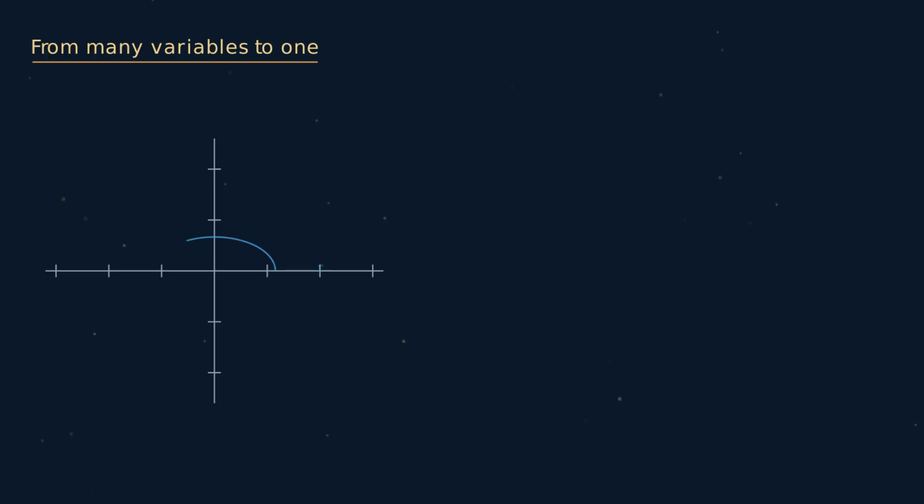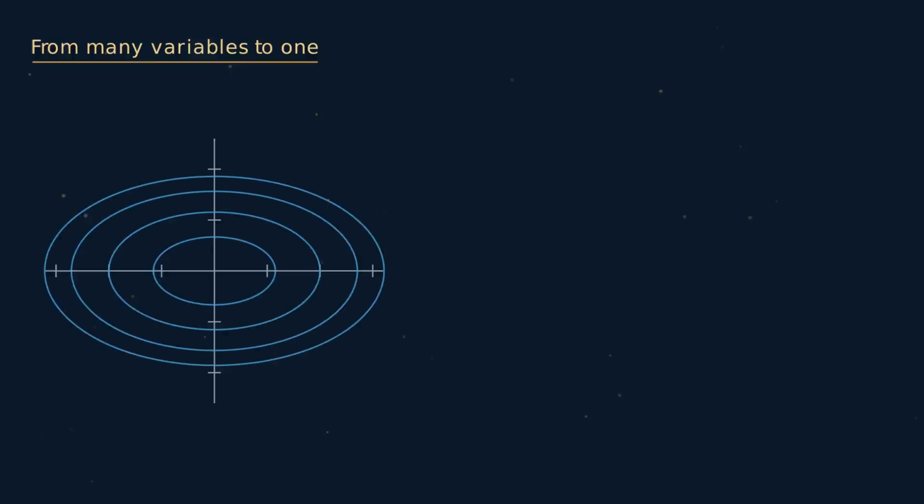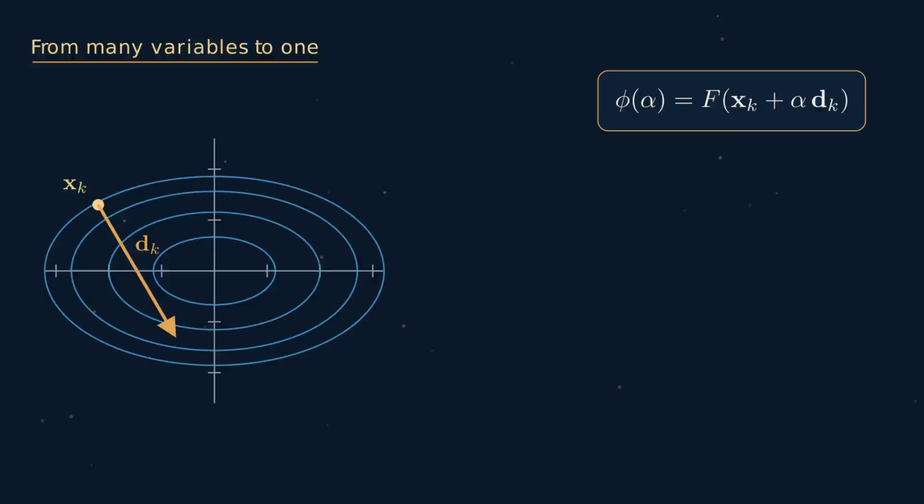Here is a cost surface seen from above. Each ring joins points of equal cost, and the target sits right in the middle. You are standing at the point marked here, and some method has already handed you a direction to travel. Every possible move is now a single choice. How far along that arrow do you go? Give that distance a name.